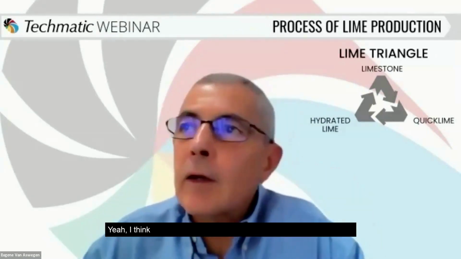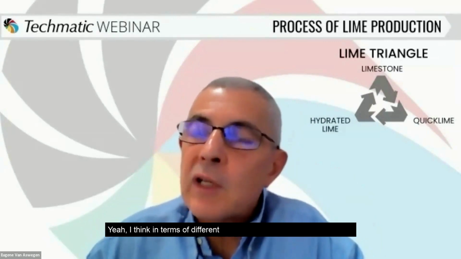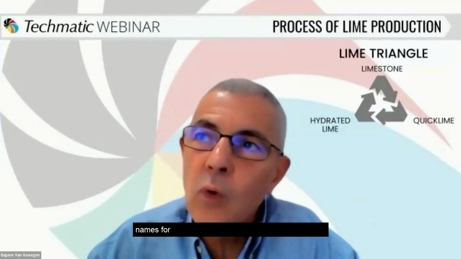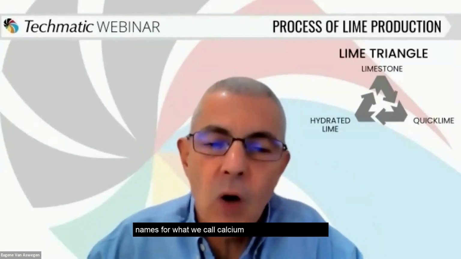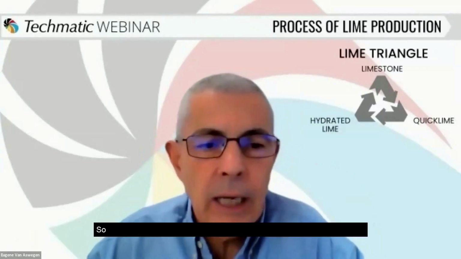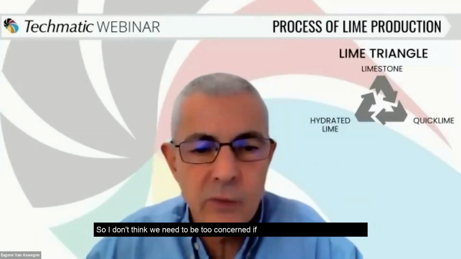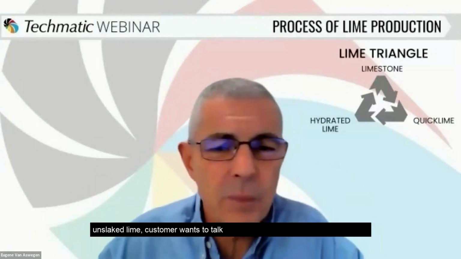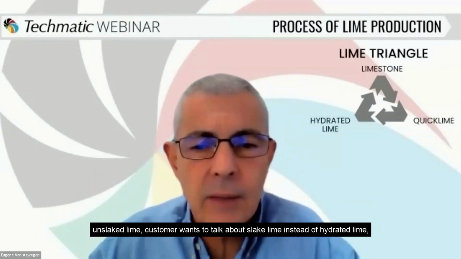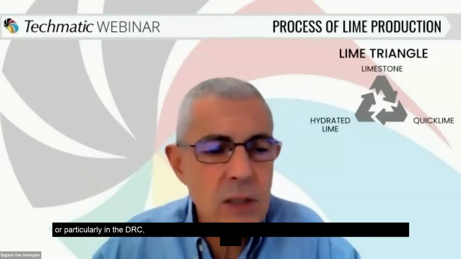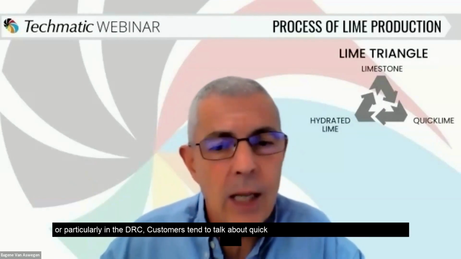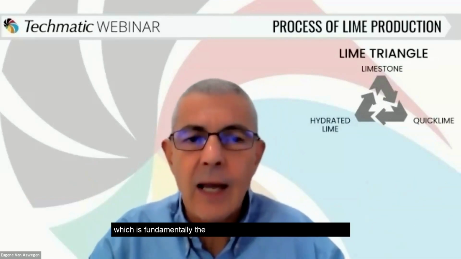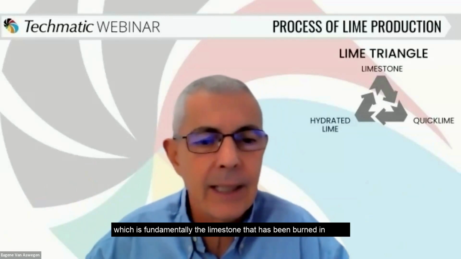Yeah, I think different industries tend to use different generic names for what we call calcium oxide or unslaked lime. So I don't think we need to be too concerned if a customer wants to talk about unslaked lime, or slaked lime instead of hydrated lime. Particularly in the DRC, customers tend to talk about quick lime. Customers tend to talk about burnt lime, which is fundamentally the limestone that has been burnt in a kiln.